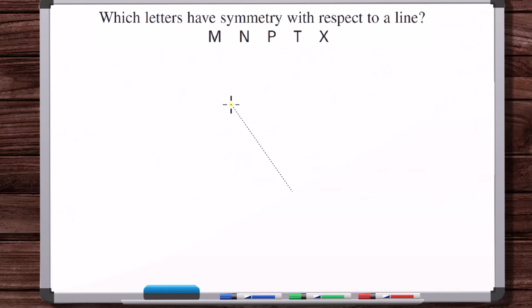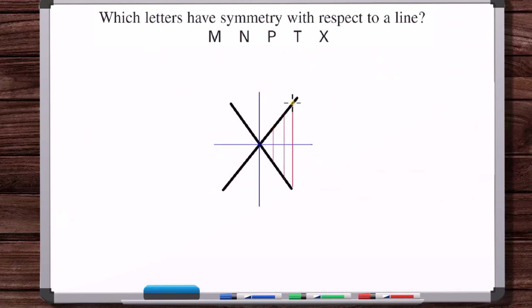Okay, what about the letter X? What about this vertical line here? Okay, that checks out there. That checks out there. Yeah, there we go. All of these are perpendicular bisectors, so every point's going to have a corresponding point. But it looks like this is going to have more than one line of symmetry as well, because we've got these, and these are all perpendicular bisectors.